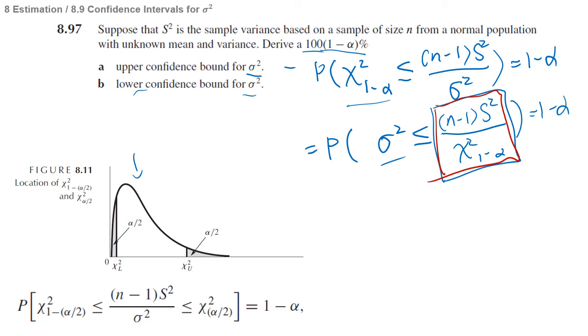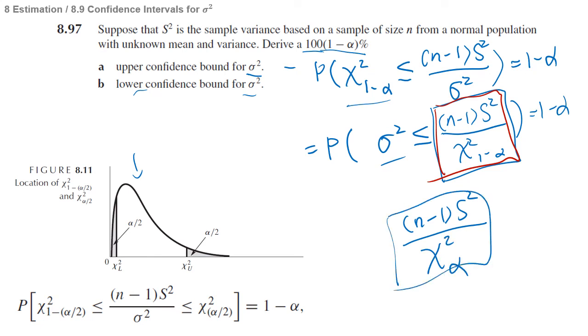Similarly, we can calculate the lower confidence bound, which is n minus 1 times s squared divided by chi-square alpha. So this is our lower confidence bound for sigma square. This is the formula for calculating the upper confidence bound for sigma square, and this is the formula for calculating the lower confidence bound.